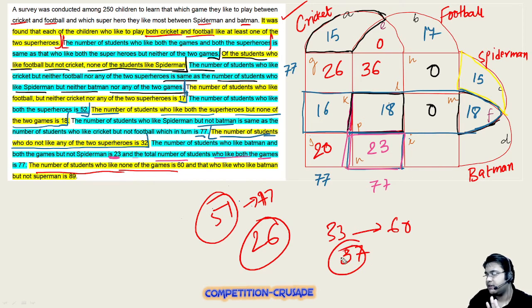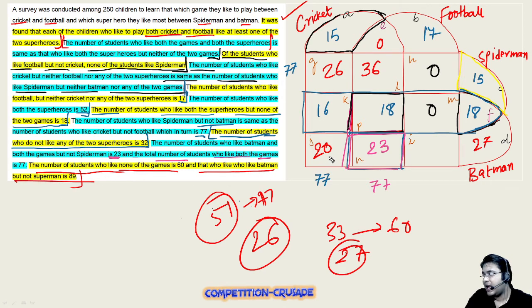No, this is 27. Yeah, so this area will be 27. I hope you have been able to understand how I am doing all of this. So 27, and they have also said that those who like Batman but not Spider-Man is 89.